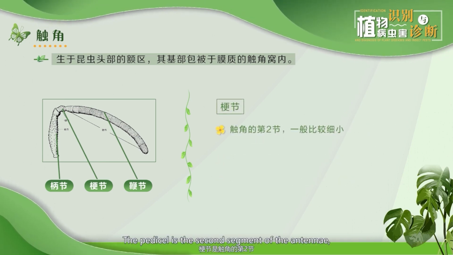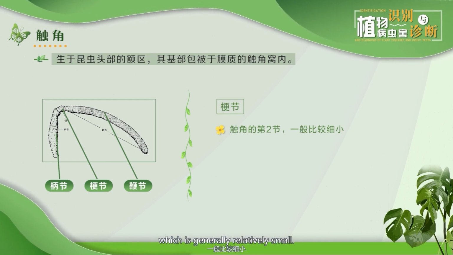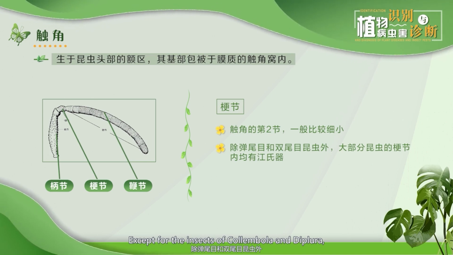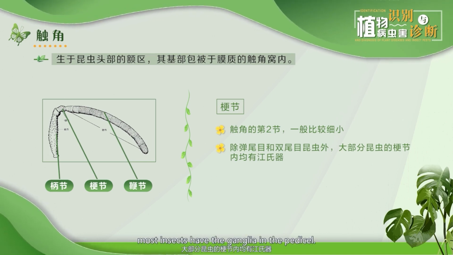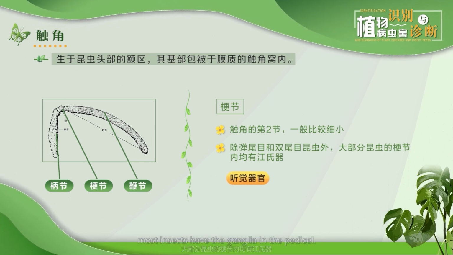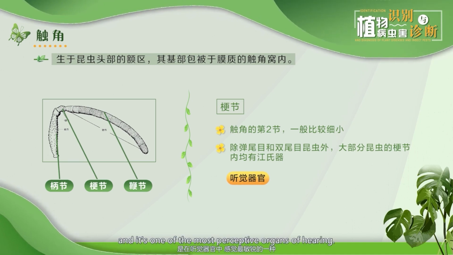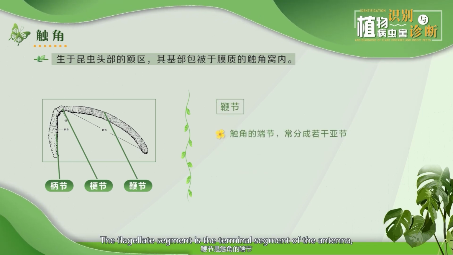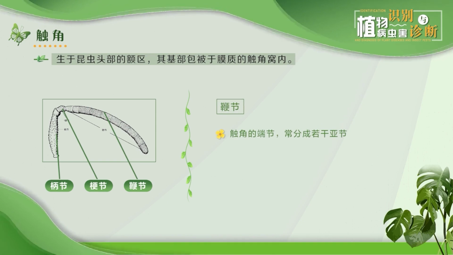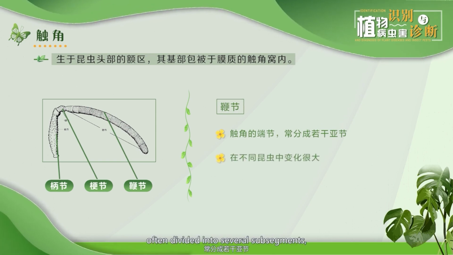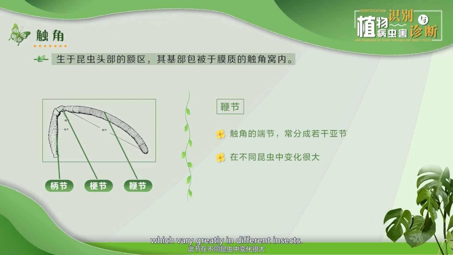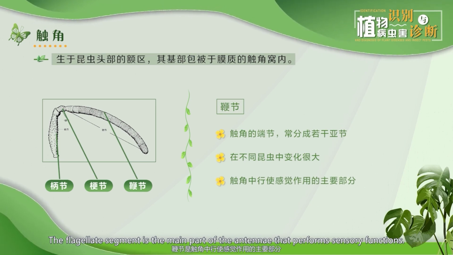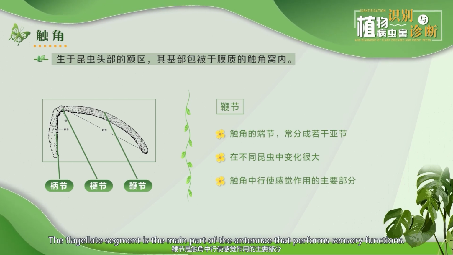The pedicel is the second segment of the antennae, which is generally relatively small, except for insects of Collembola and Diplura. Most insects have the ganglia in the pedicel. It's an organ of hearing, and one of the most perceptive organs of hearing. The flagellar segment is the terminal segment of the antenna, often divided into several subsegments, which vary greatly in different insects. The flagellar segment is the main part of the antennae that performs sensory functions.